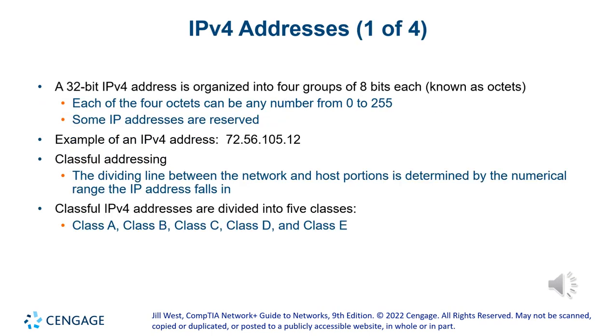So first is IPv4. IP version 4 is a 32-bit IP address, like I said, and is written in decimal format. You see the example here of 72.56.105.12. Each number is defined as an octet. It's 8 bits. Remember, it's 32 bits, so each octet is 8 bits. 8 times 4 is 32, so you have 8 plus 8 plus 8 plus 8.